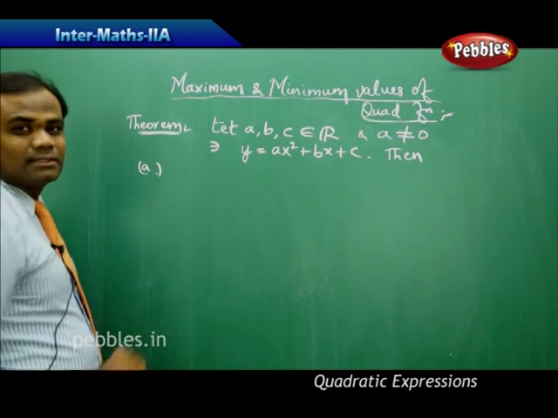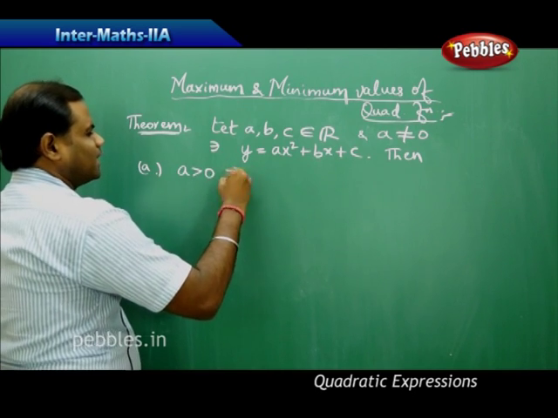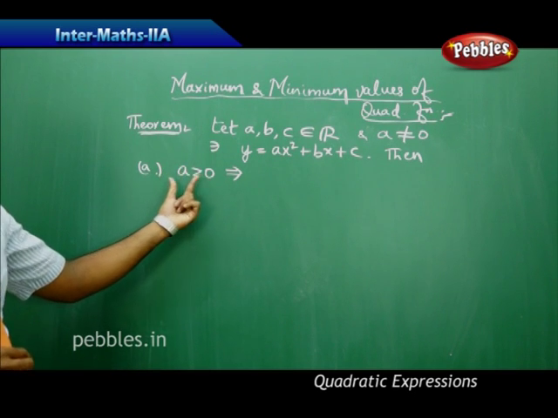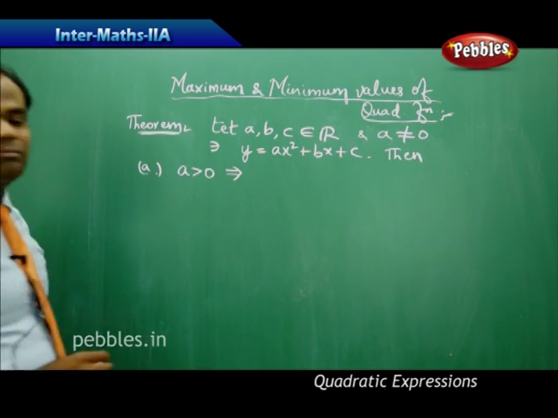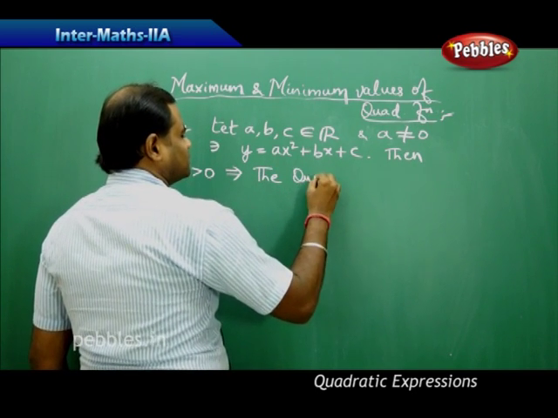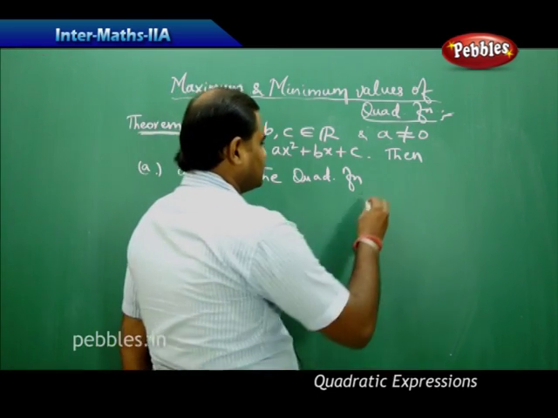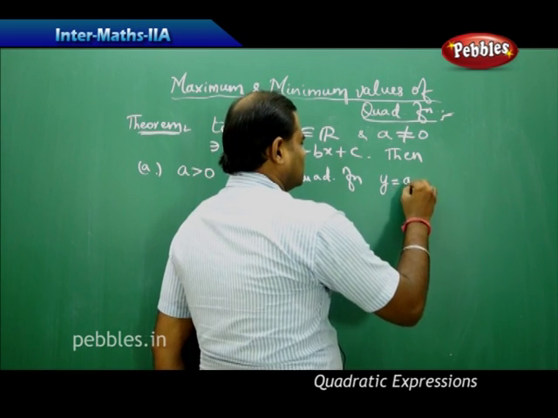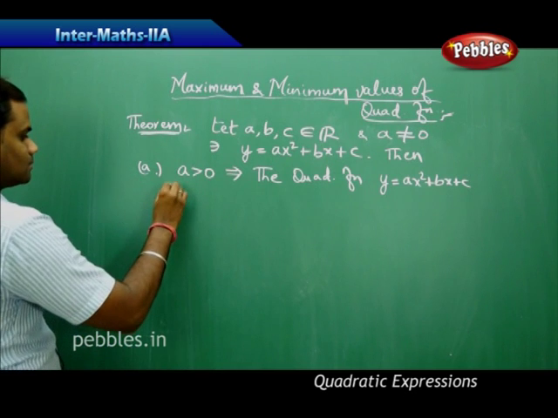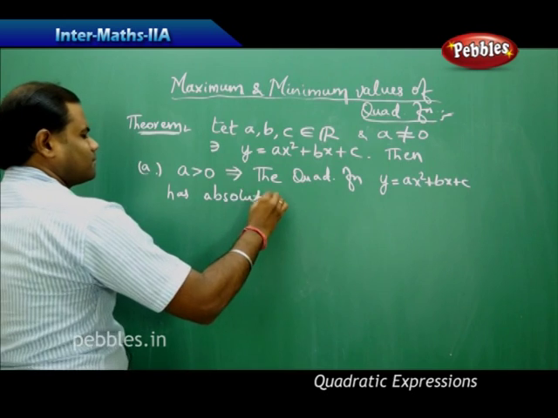I have to prove that if I have a greater than 0, for this sign of a being positive in the first case, it implies the quadratic function y equals ax squared plus bx plus c has an absolute minimum.